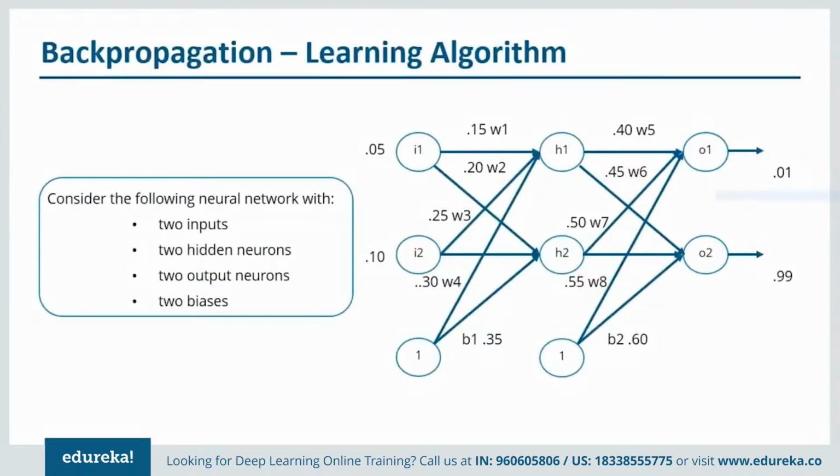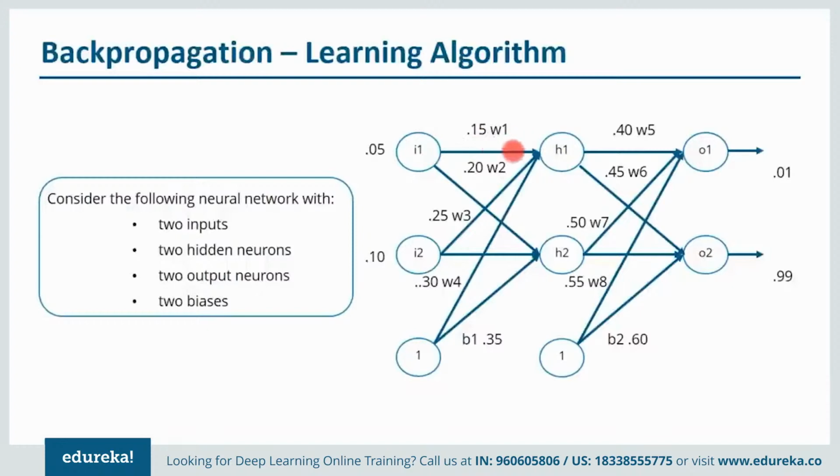Let us understand this with an example that is there in front of your screen. So these two are our input neurons, these two are our hidden neurons, and these two are our output neurons. Now our aim is to get 0.01 and 0.99 as our output. And at the same time, we have inputs as 0.05 and 0.10. Initially, we take the weights as we can see it here.